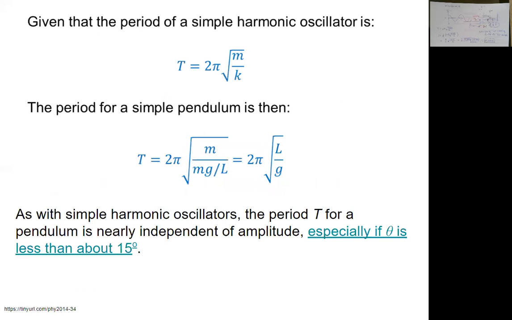So for the period of a simple pendulum, you replace k. The period for a mass attached to a spring is T equals 2 pi square root of m over k. Now for a simple pendulum, you replace k with mg over L. Then you arrive at T equals 2 pi square root of L over g. So this is the period for a simple pendulum, and that's what we also studied in the lab.